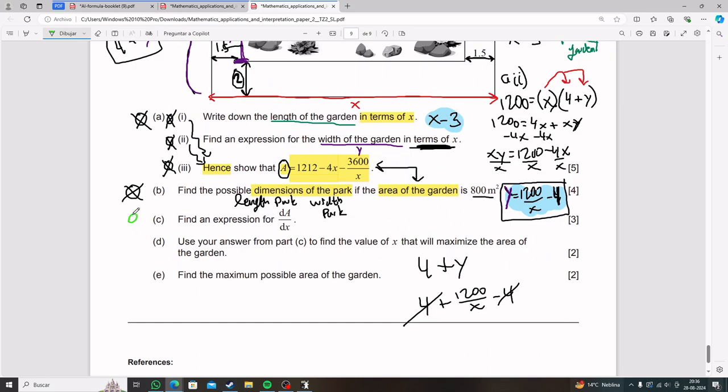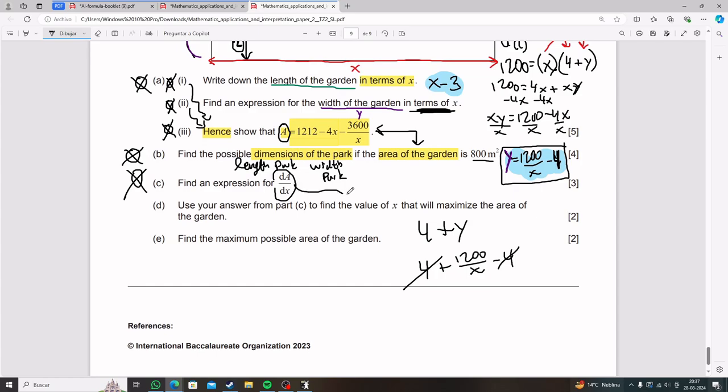And then we have the hard part, part C. Maybe even why you clicked on this video. For part C, we need to find an expression for that. What the heck even is that? See, this, you guys, is the derivative.